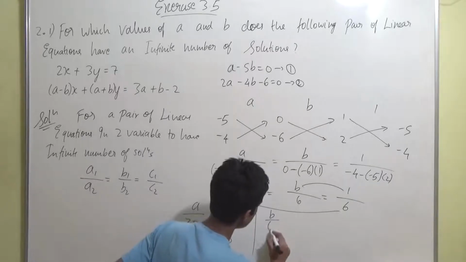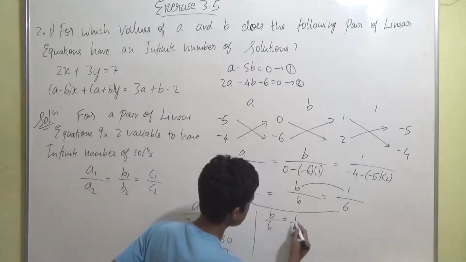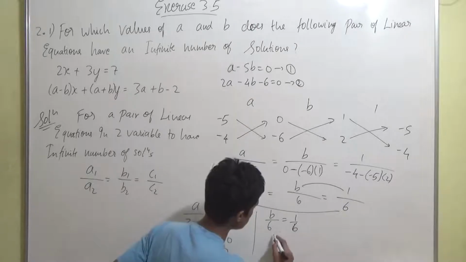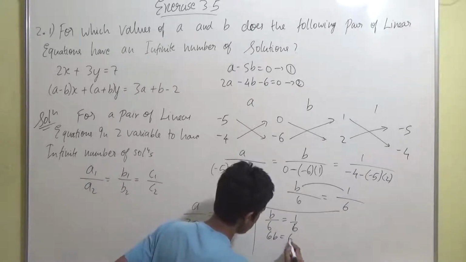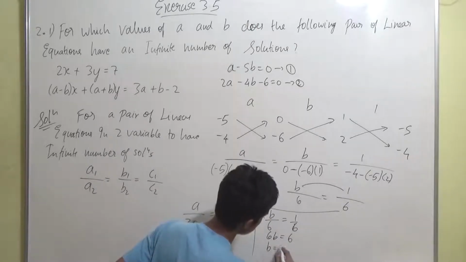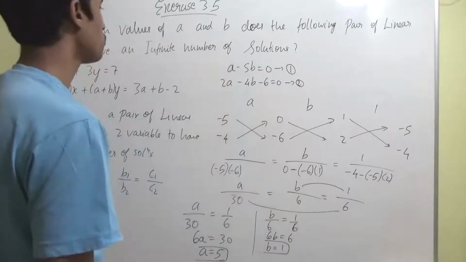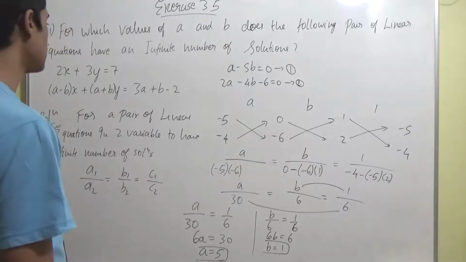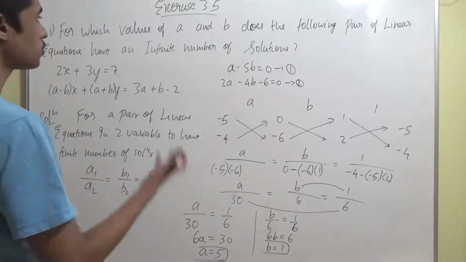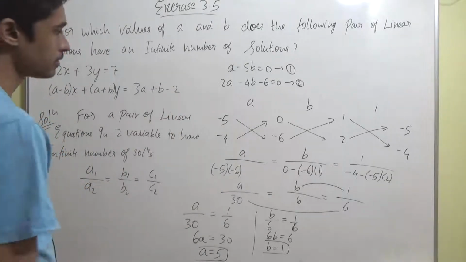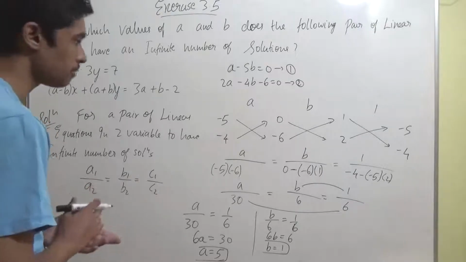For b, it is b by 6 equal to 1 by 6. Cross multiply, 6b equal to 6 will come. Then b will come out to be equal to 6 by 6, nothing but equal to 1. So we found the value of a and we found the value of b. That's it, guys. That's what they asked in the question, which we found out. Now we have to do the verification part.